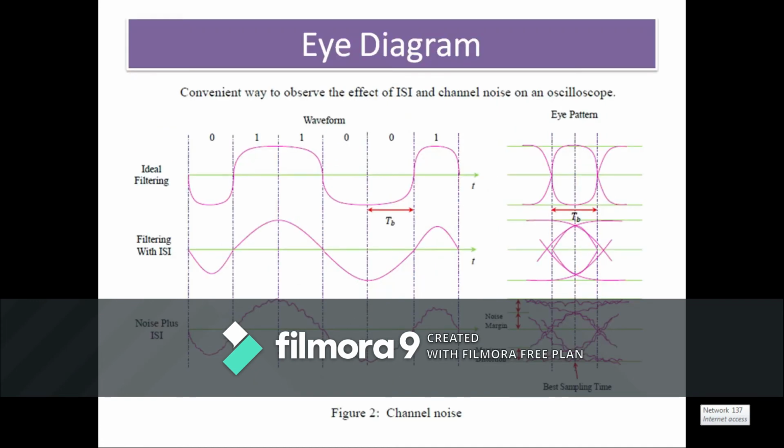Then to observe the effect of that inter-symbol interference, we use the eye diagram. This eye diagram can represent how much percentage of noise will be added into the original information bearing signal in the form of digital data. Suppose this is for the ideal case.